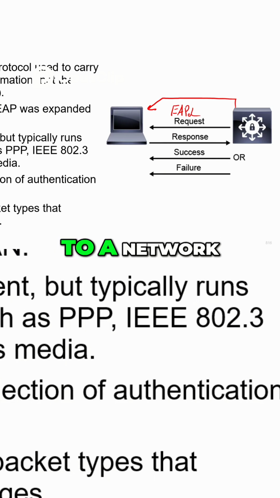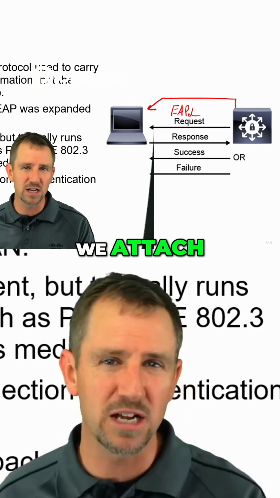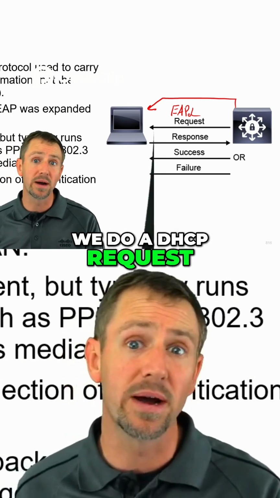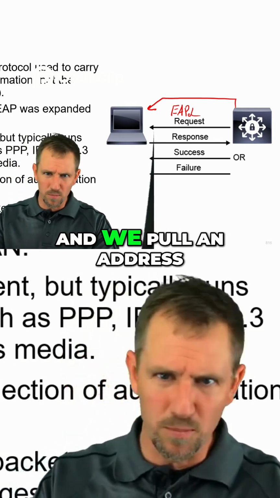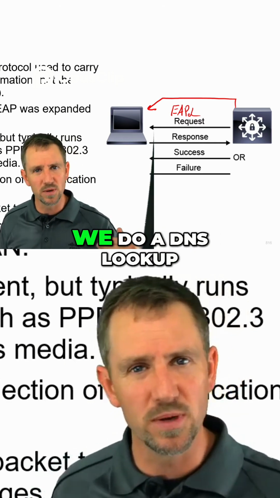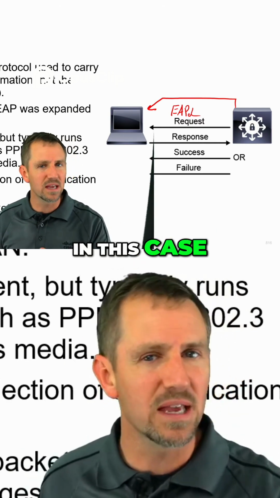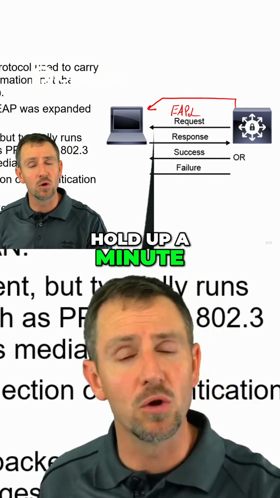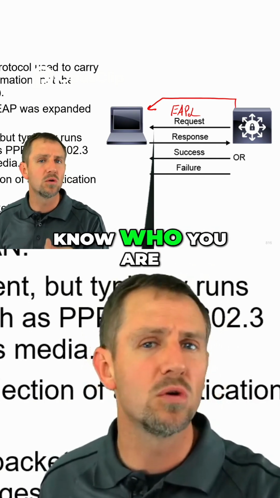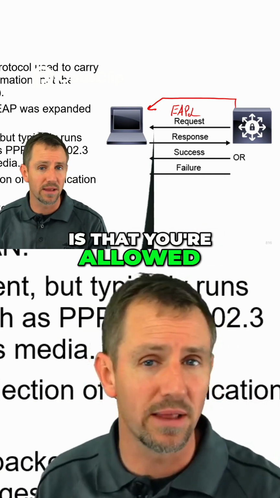So normally we attach to a network. You might do something like, first we do a DHCP request, and we pull an address, and then once we've got our address, we do a DNS lookup, and we just start patching things right away. Well, in this case, this network says, hold up a minute, who are you? And then once we know who you are, we'll decide what it is that you're allowed to do.